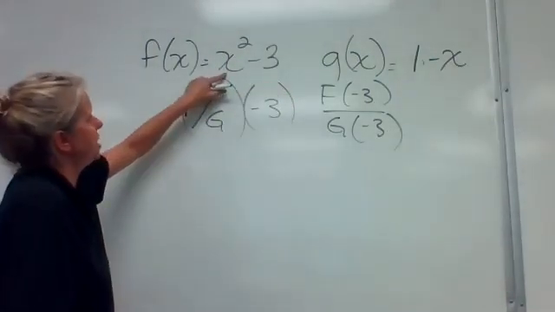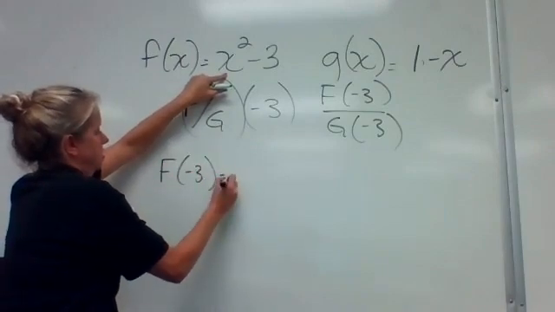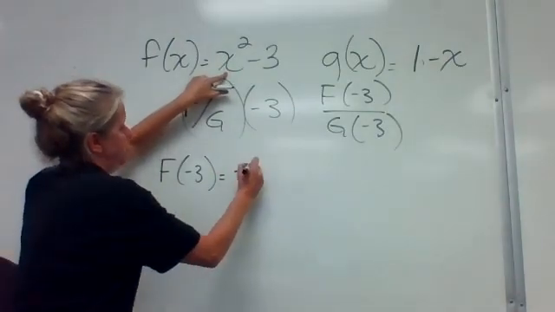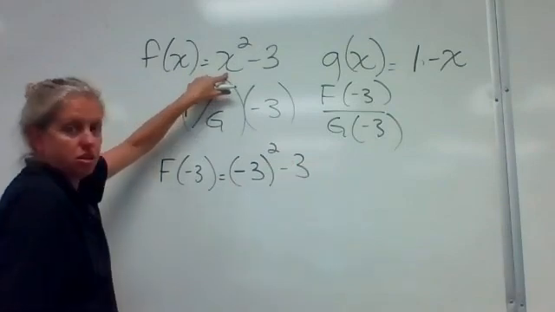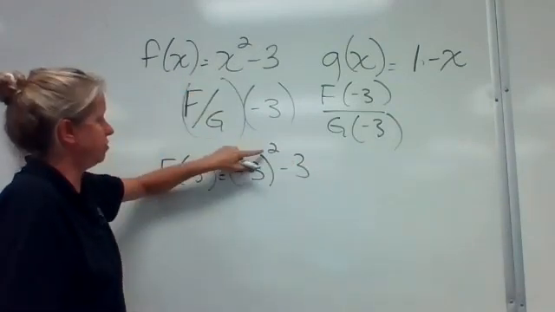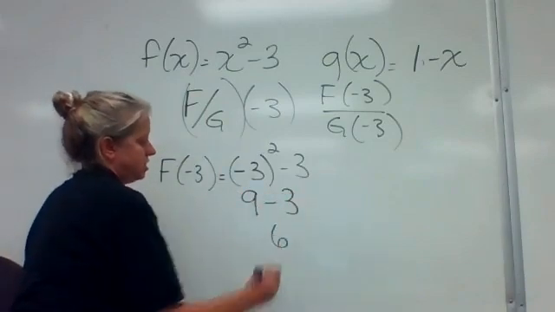So f of negative 3, let's find what that is. So go to my f function, replace its x with negative 3. So I have negative 3 squared minus 3. Negative 3 squared is positive 9, minus 3 is 6.